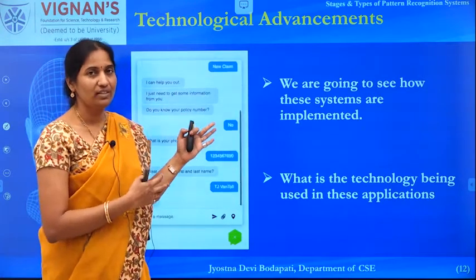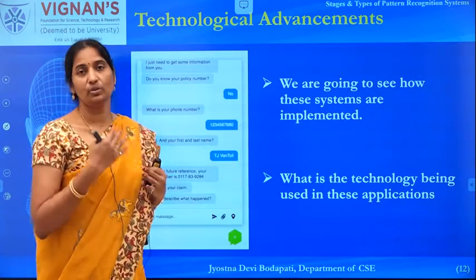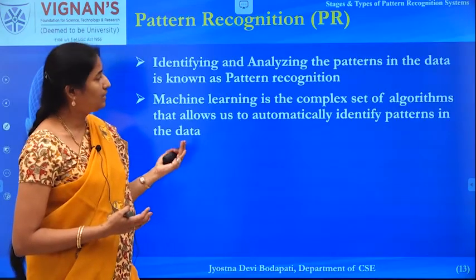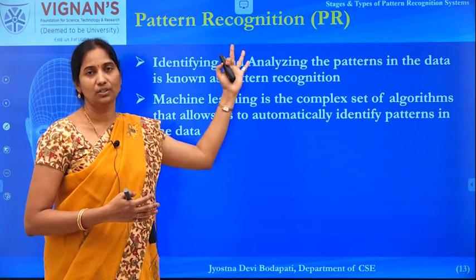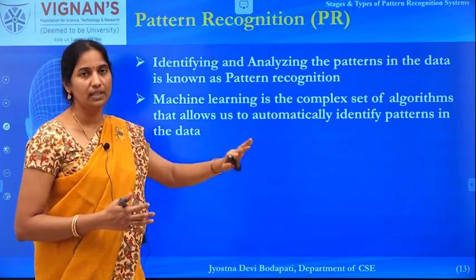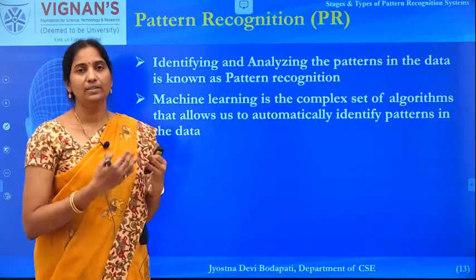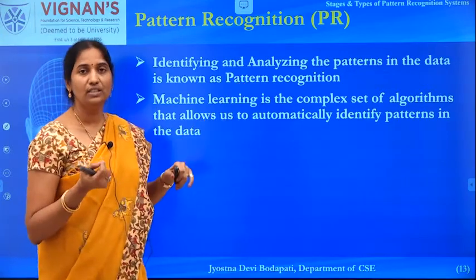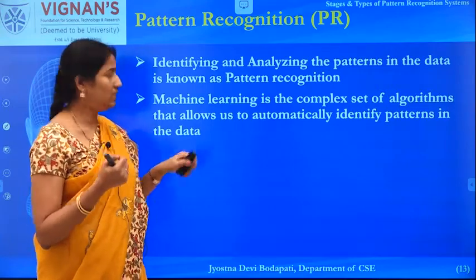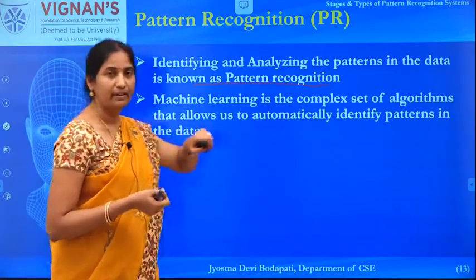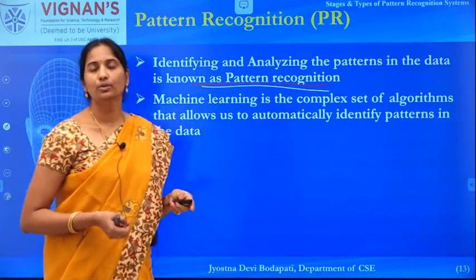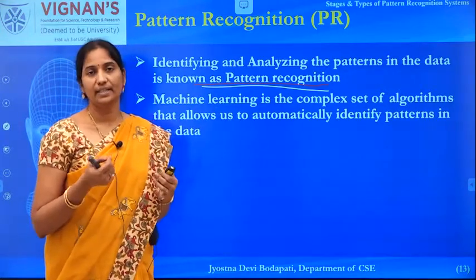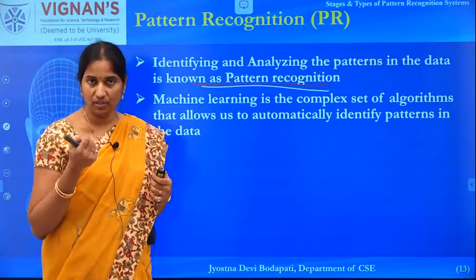And let's try to discuss what the technology behind these kinds of products is. The technology behind all these products is pattern recognition. A pattern recognition system is a technology which is basically trying to identify the patterns in the data, and the technology that is used to identify patterns in the data is called pattern recognition. So the technology being used in all these applications is pattern recognition, which is identifying and analyzing the patterns in the data.